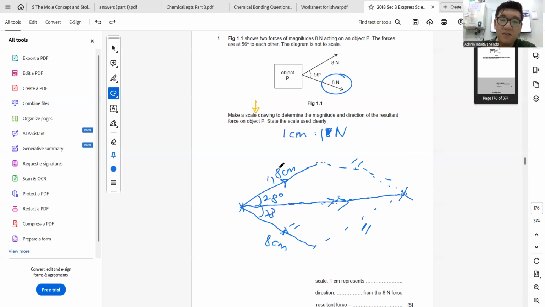Now, the next thing you want to do is erase this and replace it with 8 Newton. I put 8 cm to tell you that you should measure 8 cm, but that should not be part of the answer. Remember your arrowheads because I see a lot of times students don't draw arrowheads.